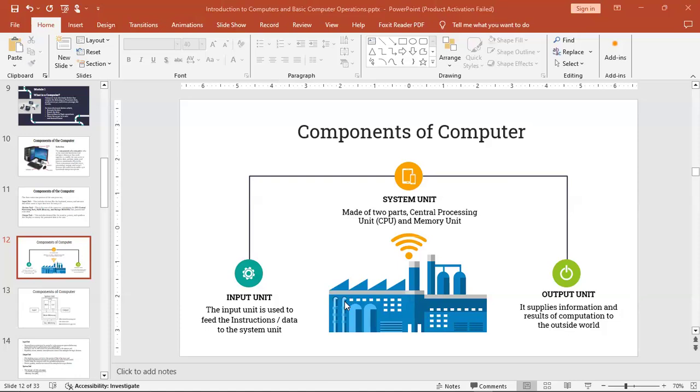Processed data is information. The opposite of data is information. The opposite of information is data. Once data has been processed, it is displayed in the form of information. Information is something that we can understand. Are we together, guys? Yes, we are. That's why you see here, output unit. It supplies information and results of computation to the outside world.